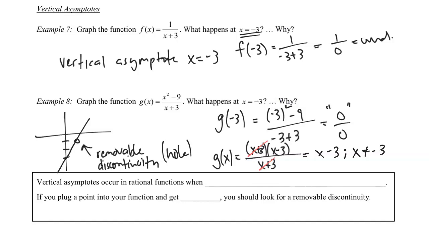And so how do I know if there's going to be a hole or a removable discontinuity? Well, if you plug a point into your function and you get 0 over 0, you should look for a removable discontinuity. Otherwise, a vertical asymptote is going to occur in a rational function whenever that denominator is equal to 0.